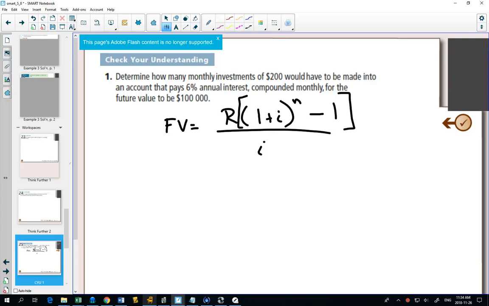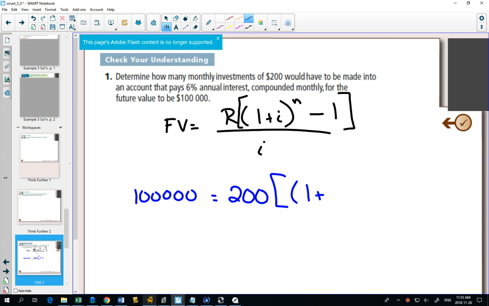How many monthly investments of $200 would have to be made into an account that pays 6% annual interest, compounded monthly, for the future value to be $100,000? So we're going to be solving for n. We start by plugging in everything that we know. We know the future value. We want $100,000. We're putting away $200 per month.